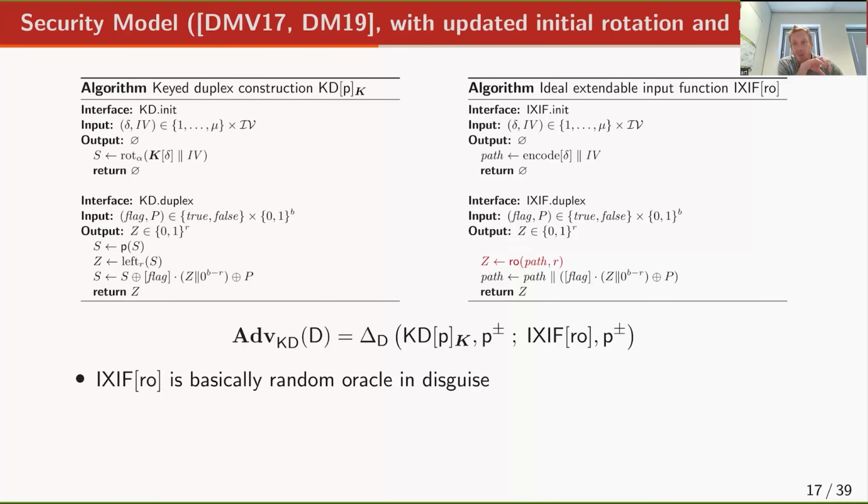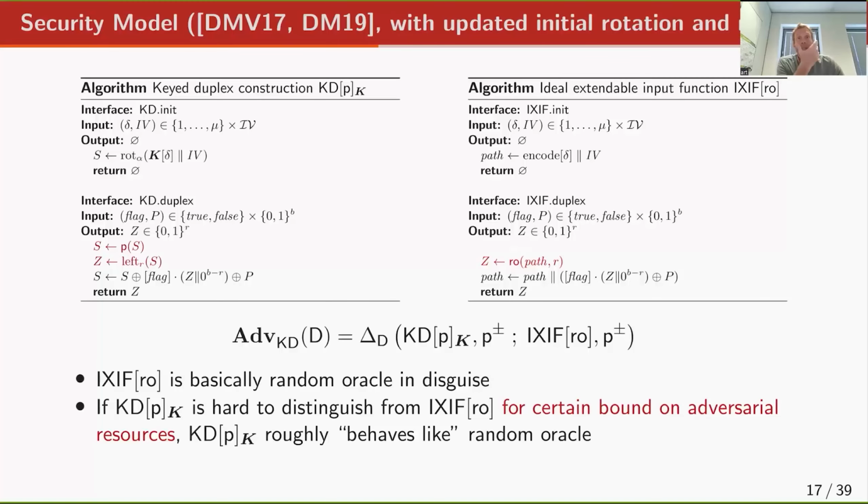And we say that a key duplex is secure if this distinguishing advantage, the distance from the key duplex to the ASICRYPT, is small. So if for any distinguisher it's hard to distinguish the key duplex on the left of the slide from this ASICRYPT on the right of the slide, then for a certain bound on the adversarial resources, it behaves like a random oracle.